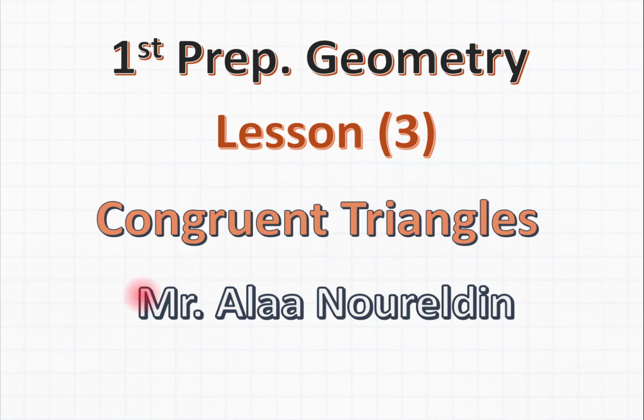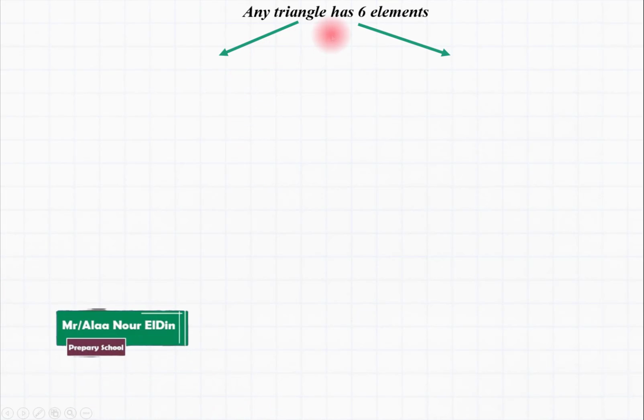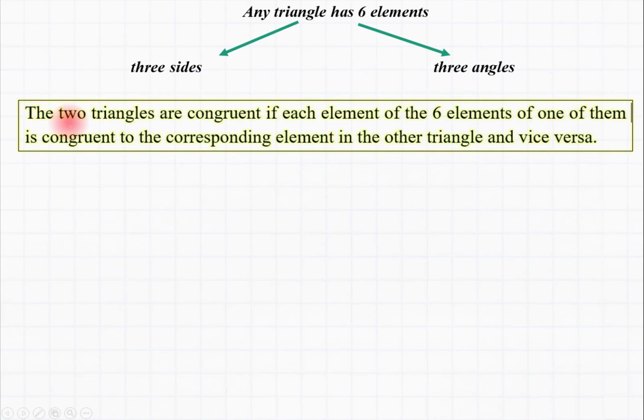In this lesson we will study congruence of triangles. We know that a triangle has 6 elements, 3 sides and 3 angles. We can say the two triangles are congruent if each element of the 6 elements of one of them is congruent to the corresponding element in the other triangle.